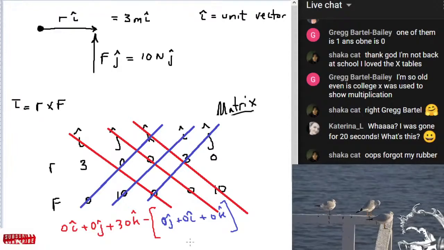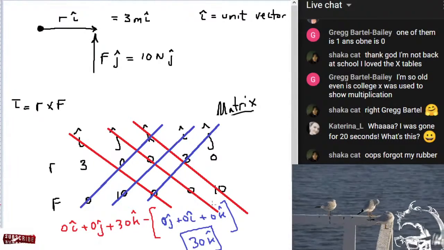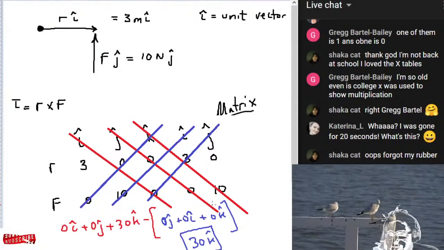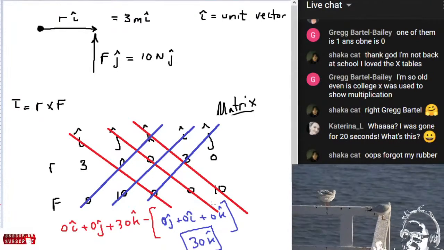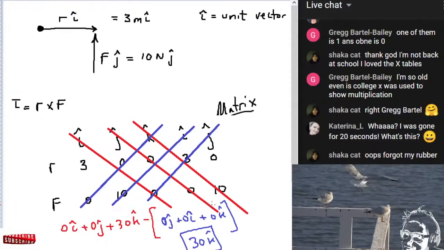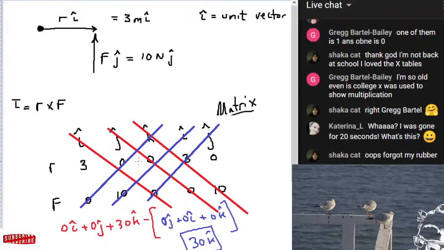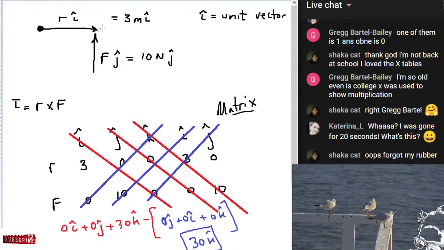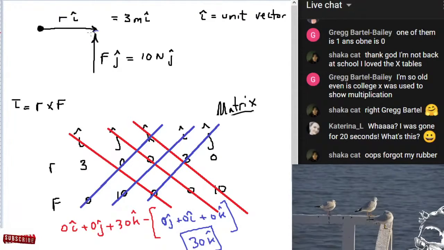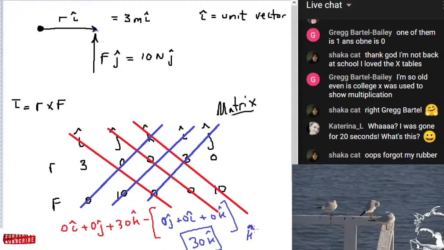So what's the only thing we get out of this? 30 k hat. So that means that our torque is 30 Newton meters in the k hat direction. All this tells us is that the torque is perpendicular to both I and J. So the torque is going to be into the screen. So this k hat just means into the screen.